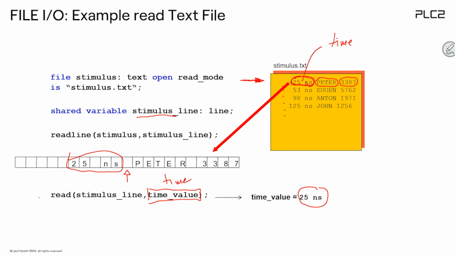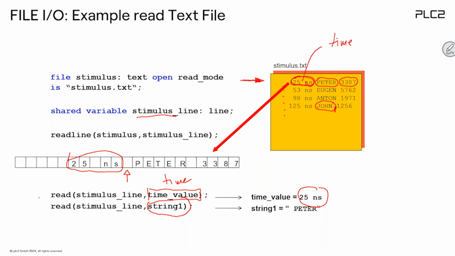Now let's assume the next entry. I'm not finished, so I need to read more information. I just call read stimulus line string 1. In this case, string 1 is, as the name of the object implies, a character string, so the type is string. This means the procedure read expects a string, and the string ends with a blank. So in this case, string 1 will have the value Peter.